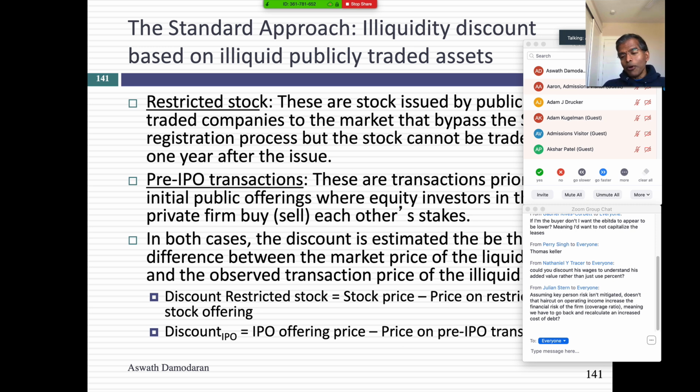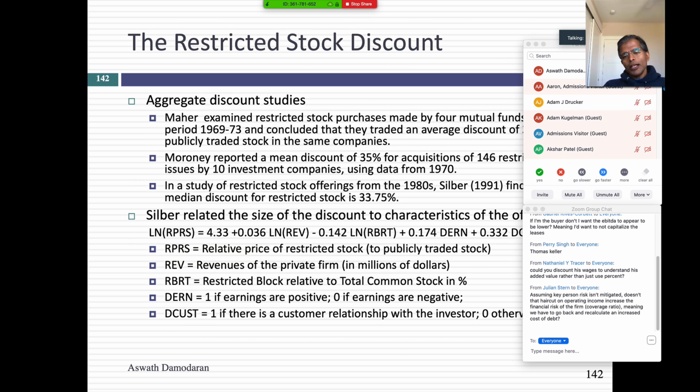Now, I'm going to argue that both of these types of studies are hopelessly flawed. But before I do that, in both studies, what people are observing is the public market price versus the price that an investor is getting who wants liquidity right away. So that's why people like these studies. So let's start with the restricted stock discount. The studies of restricted stock go back about 40 years.